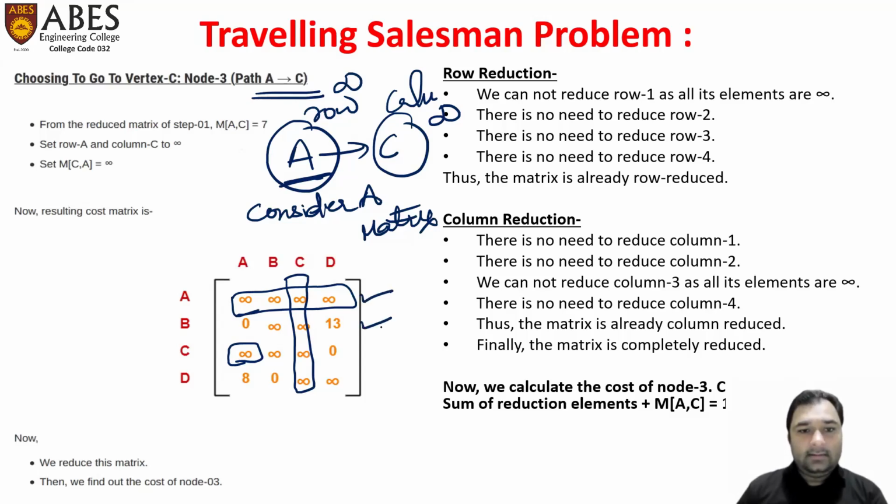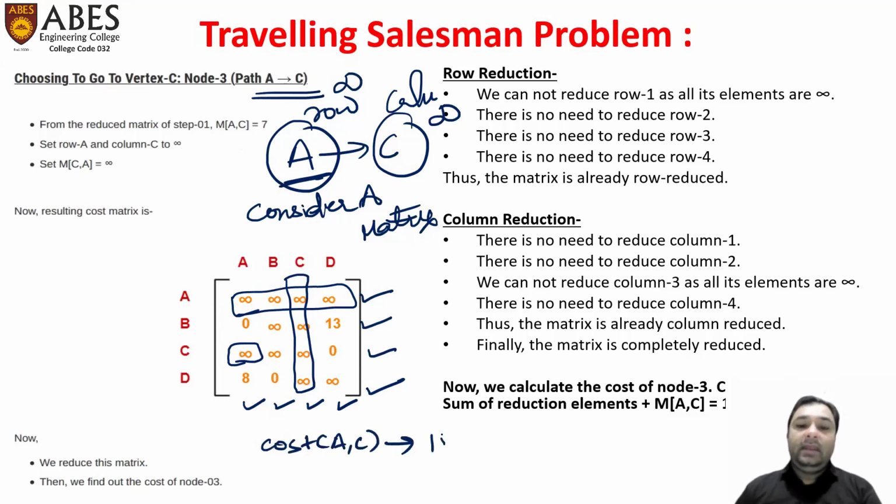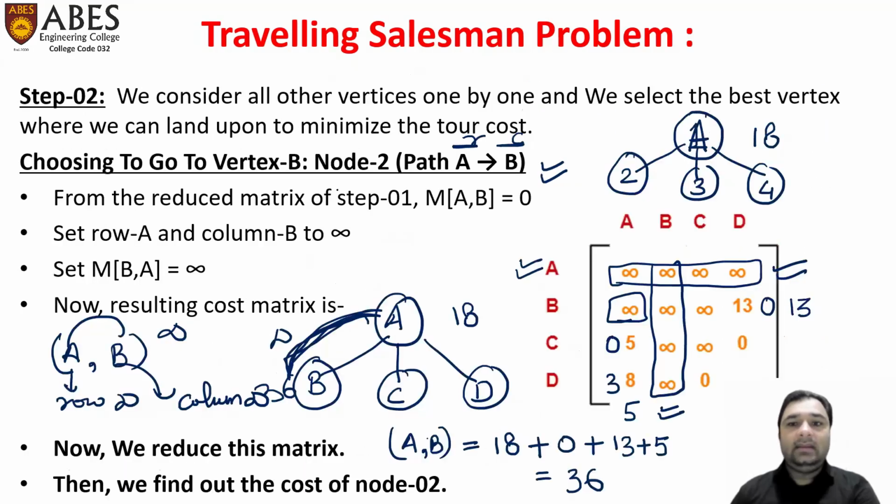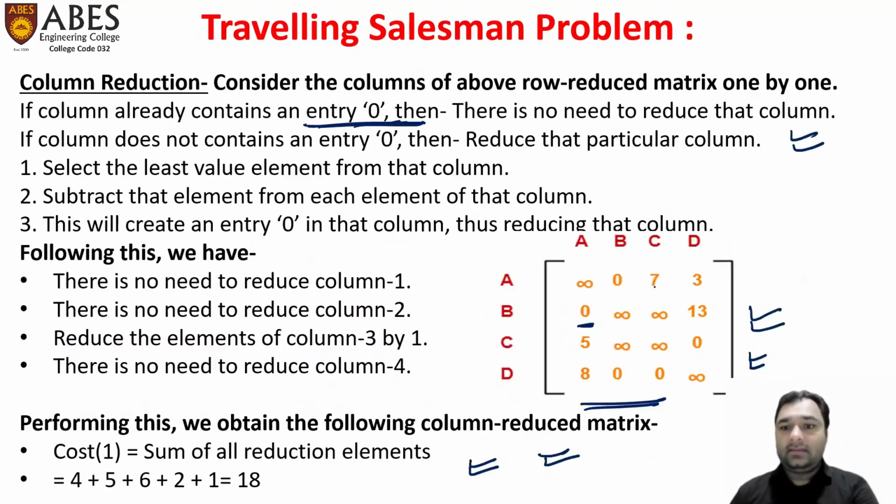Done, done, done. Hence, the cost of A to C will be 18. Row reduction, column reduction, 0. Done. Then what is the cost from A to C? That A to C cost is 7, which we can see in the initial graph.